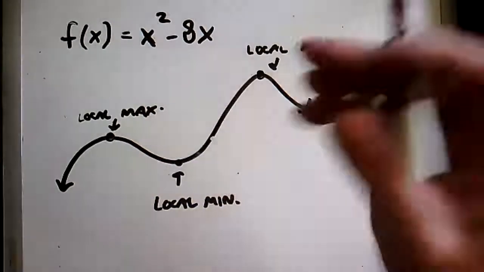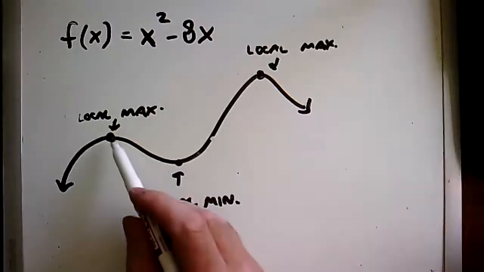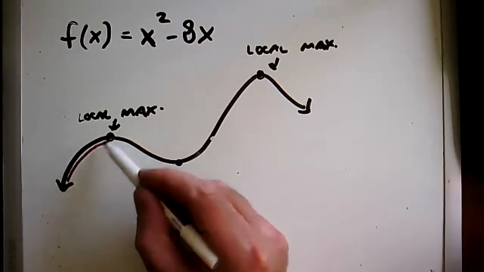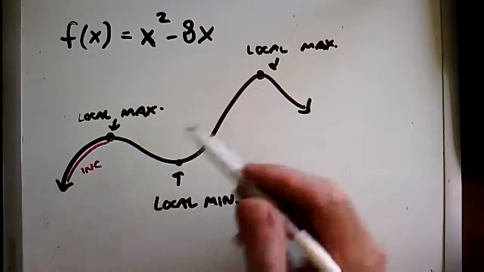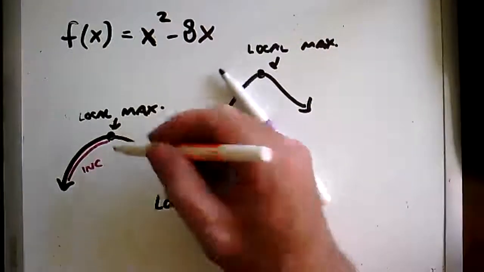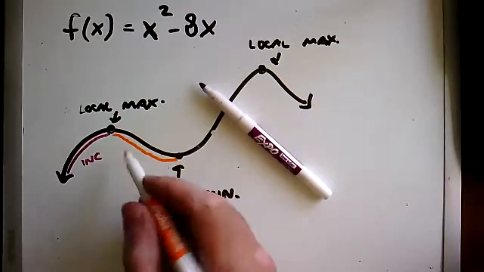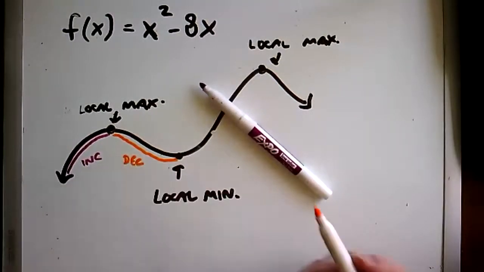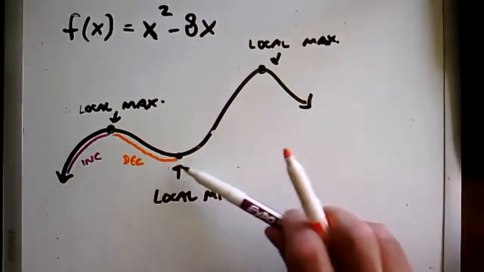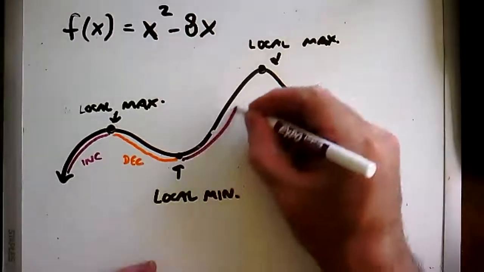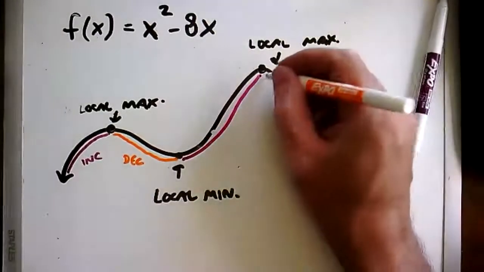I'll say something else. I'll go beyond that. I noticed that the local maximum is precisely where the function switches from increasing to decreasing, right? The function is increasing on the interval all the way up to the local maximum, and then it switches to decreasing. And then it decreases for a while, it flattens out, and then it increases again, and then it decreases.